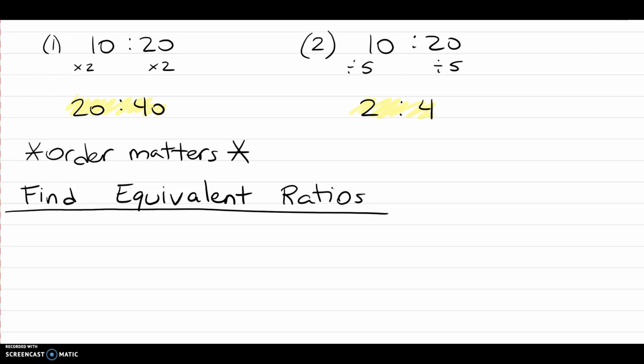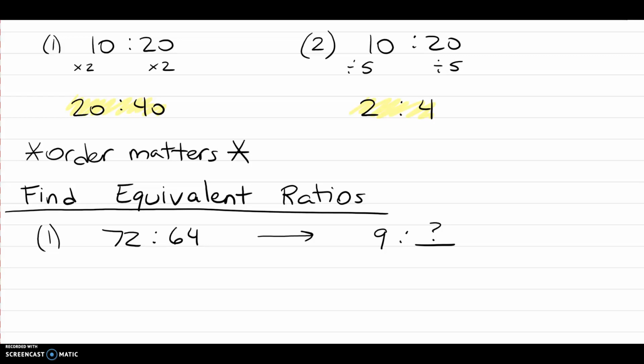So let's say I gave you the ratio 72 to 64. And I want to know, how can I make it equivalent to 9 and some number? So how do I figure out what that number is? What's the equivalent ratio from 72 to 64 to 9 and something else?